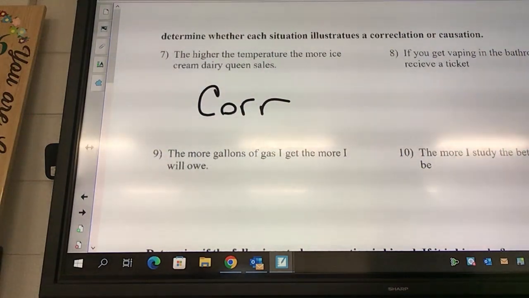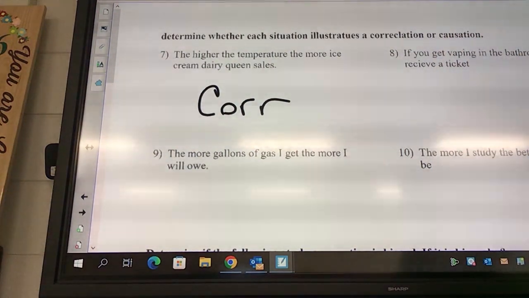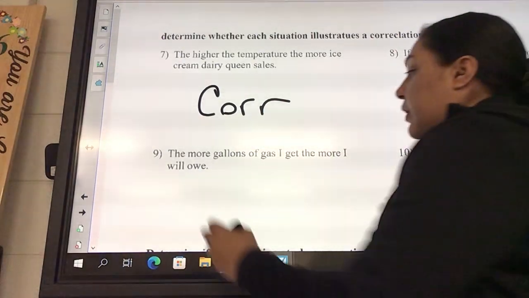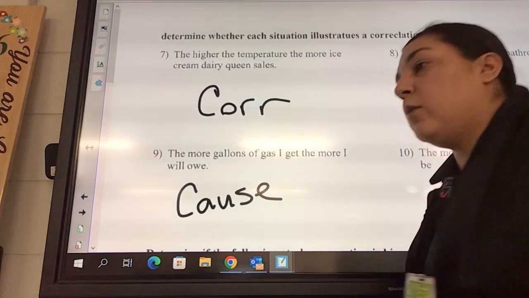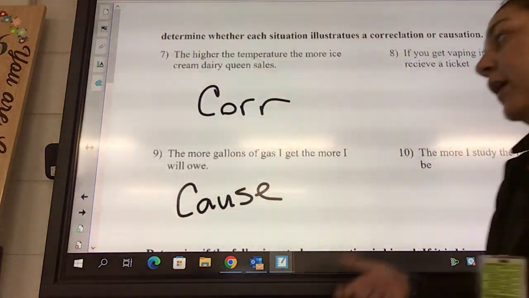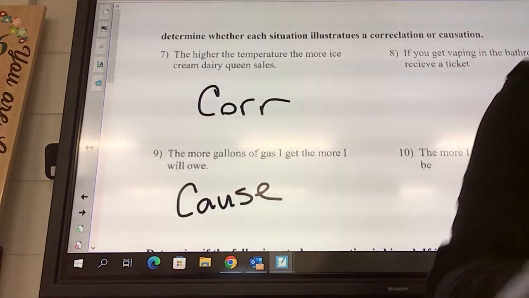Okay? The more gallons of gas I get, the more I will owe, okay? Well, that's going to be a causation, okay? No matter who you are, no matter where you live, no matter what your skin color is, the more you pump gas, the more your bill is going to be, okay?